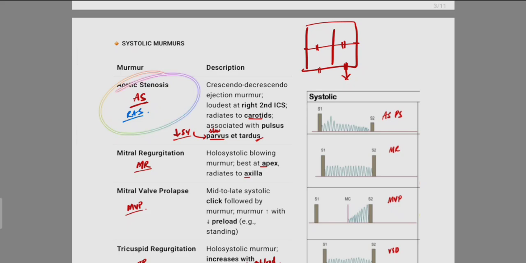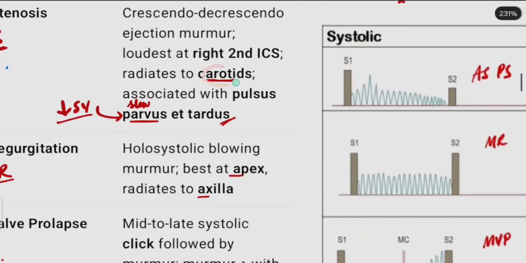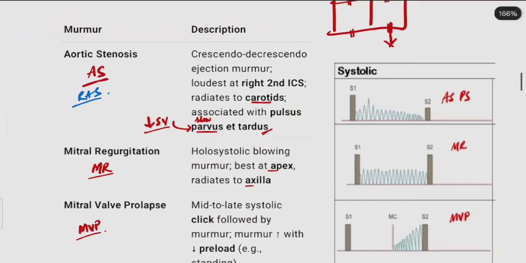So aortic stenosis, we remember it as AS, and as we know it is going to be crescendo decrescendo. It will be on the right second intercostal space. It is radiating to the carotids, and I can already see aortic here. So seeing aortic in the carotids, that is aortic stenosis. And pulsus parvus et tardus.